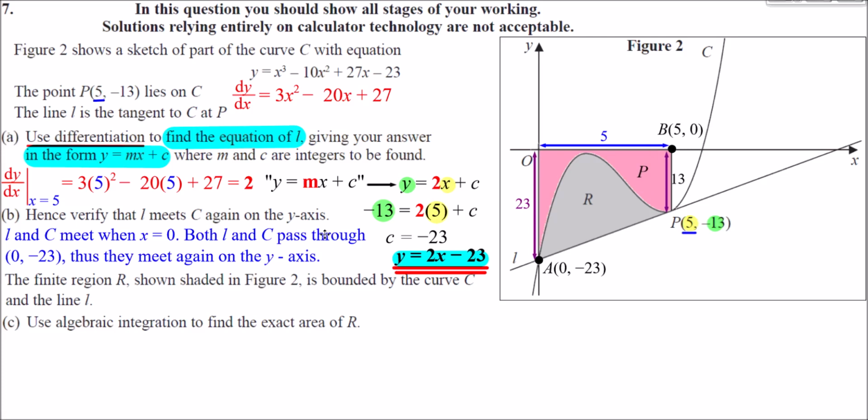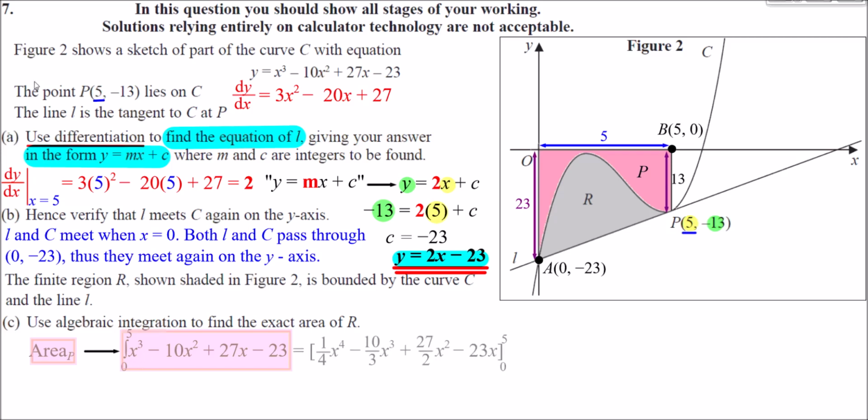So what we need to consider now is finding the pink region P. So like I've said, the area of the pink region would be the integral from 0 to 5 of this function C. So this is fairly simple to integrate. We're just going to add 1 to the power and divide by the new power. So this is going to give us this result. x cubed becomes a quarter x to the 4. Minus 10x squared becomes minus 10 over 3 x cubed. 27x would integrate to the expression 27 over 2 x squared. And minus 23 would integrate to minus 23x.